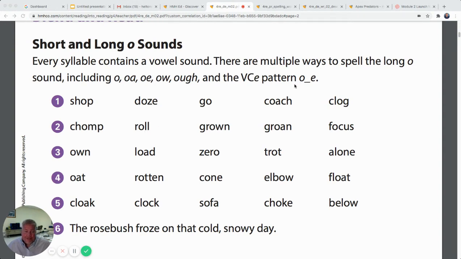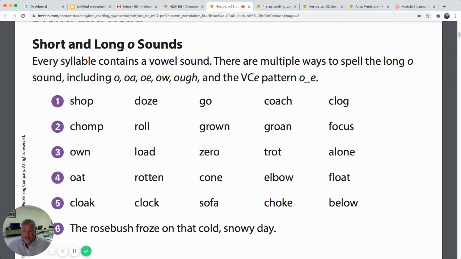And it's the same with this O, like claw, ah. Short O says ah, clog. But when you think about the long vowel sounds, you can spell them different ways every time for every vowel. Here are the ways that you can spell a long O sound. You can spell it with just an O. We'll look at some of those. You can spell it with an OA, an OE, an OW, an OUGH, and of course we always have that vowel consonant E pattern: O, then the consonant, and then the E. So let's try to find out which of these fit those patterns.